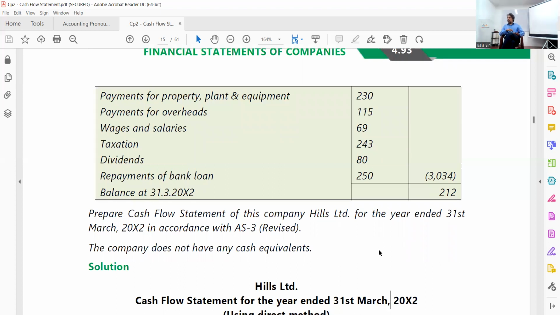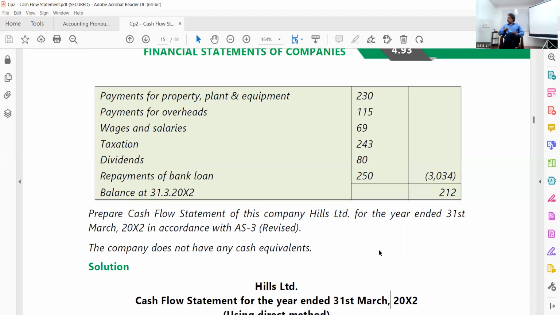Right. Financing. Then repayments of bank loan. Definitely what? Financing. Loan borrowed, loan repaid. Then balance at 31st March, that's 20x2, closing cash. How much? 212,000. You know, from 35 it comes to 212.